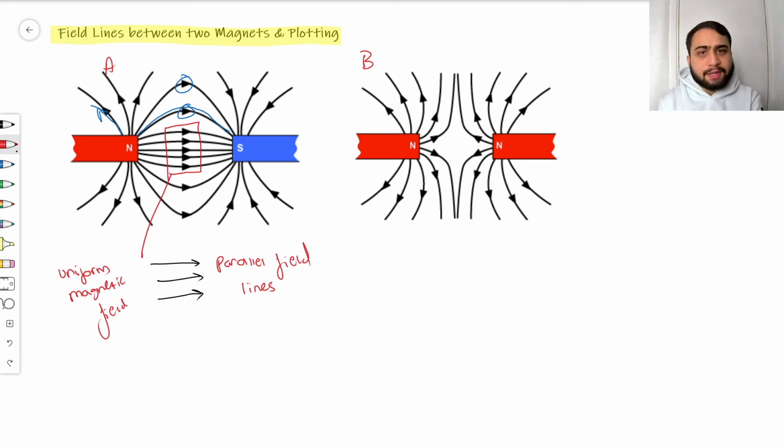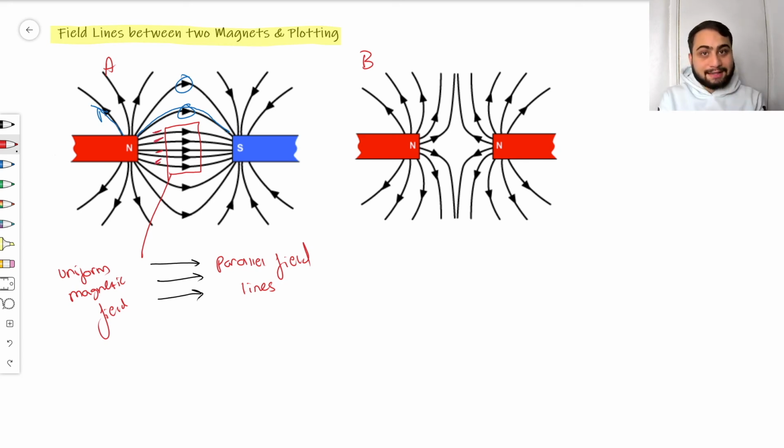Okay, so let's break that down a bit. Uniform. Think about in your school, you might be forced to wear a uniform, right? When you're all wearing a uniform, you all look the same, okay? So uniform magnetic field here really tells us that the magnetic field strength of this region between North and South Pole is exactly the same across all of these field lines. So same here, same here, it's the same here, it's the same here, okay?